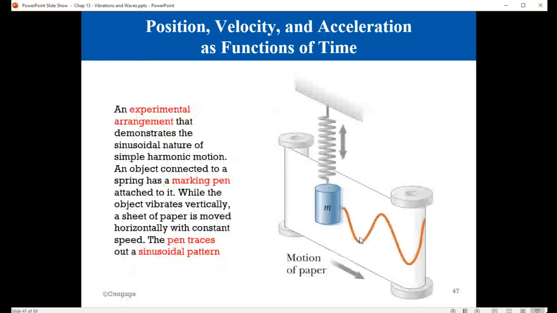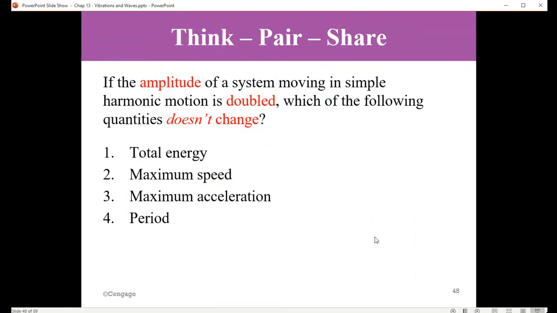Okay, now check your understanding. If the amplitude of a system moving in simple harmonic motion is doubled, which of the following quantities does not change? Total energy, maximum speed, maximum acceleration, the period.